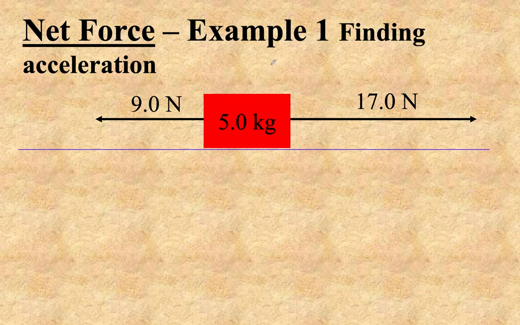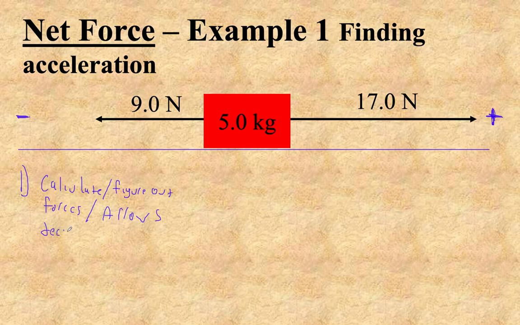What we're going to do is calculate and figure out all the forces. So our first step is to calculate or figure out the forces. We also need to draw a picture. So draw arrows, just like this. We have to decide where positive is. This is super, super important, and where negative is. So decide positive and negative. Here the forces are given to us, so there's no calculating. And then draw arrows for the forces, decide positive and negative.